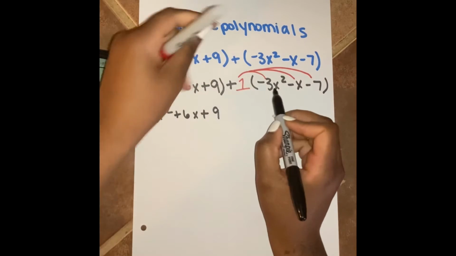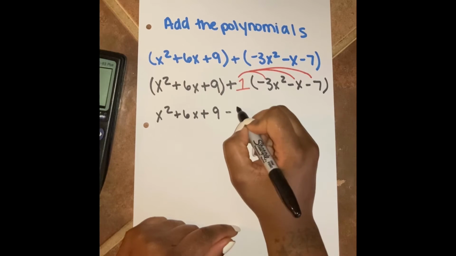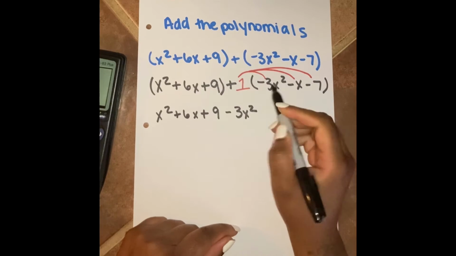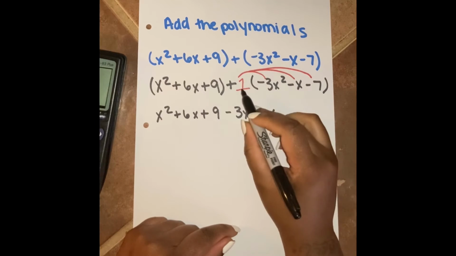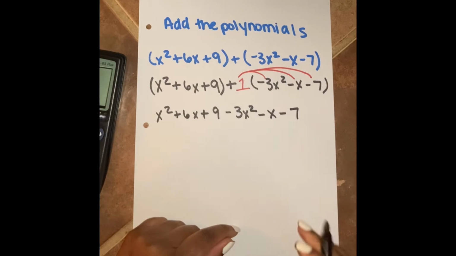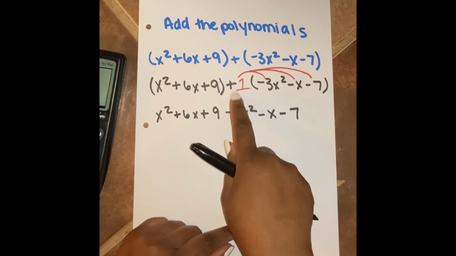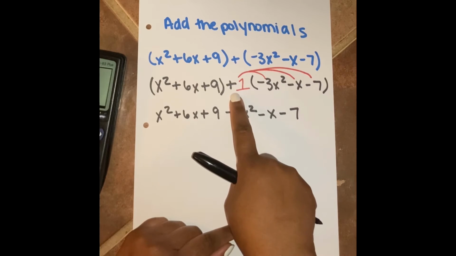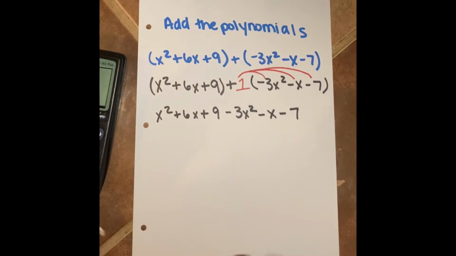And a positive 1 times a negative 3x squared leaves us with a negative 3x squared. A positive 1 times a negative x is a negative x, and a positive 1 times a negative 7 leaves us with a negative 7. So what we see is that when we have a positive operation sign, when we're adding polynomials, the sign stays the same. Okay?